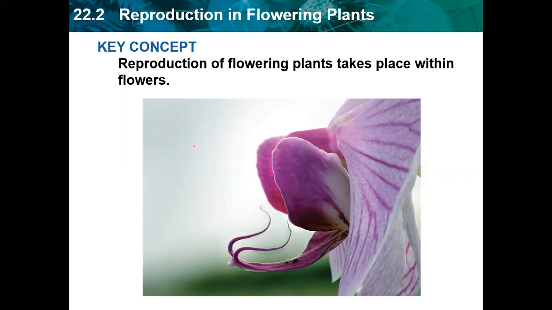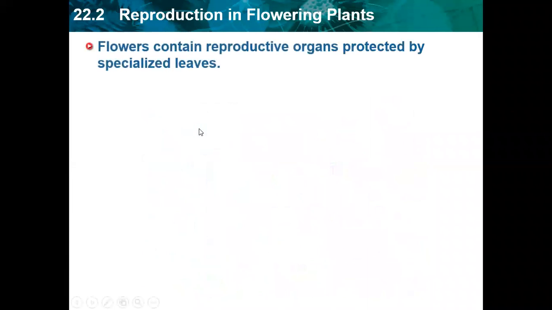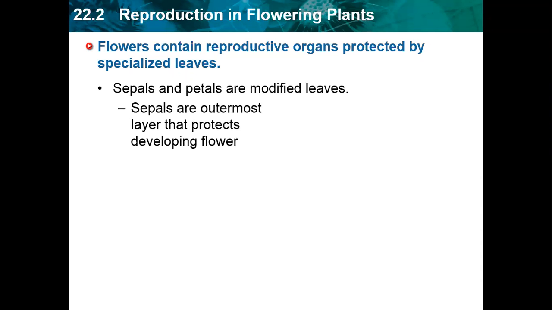Now, the first thing you need to know is that flowers contain reproductive organs protected by specialized leaves. So we have the sepals and we have the petals. The sepals and the petals are modified leaves. They used to cover the flowers in the beginning, when the flowers are just growing.